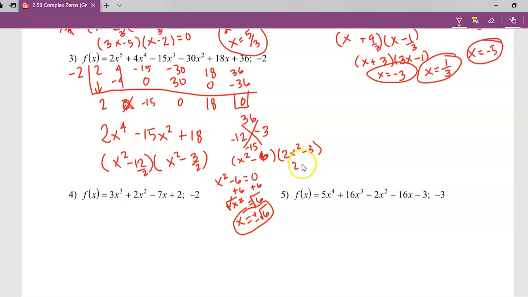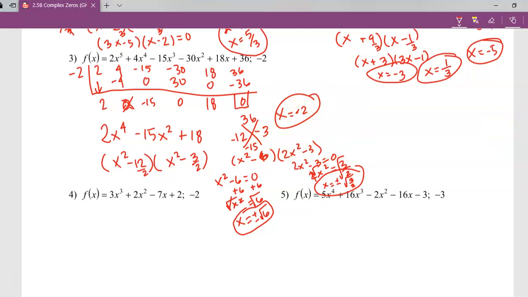For 2x squared minus 3, if I set that equal to 0, I would add 3 to both sides to get 2x squared equals 3. Divide by 2. That would take care of that one. And then if I take the square root of that, I'm going to get x equals plus or minus the square root of 3/2. So there's 2 more of my solutions. And then the 5th one would be that x equals -2 that was given in the beginning. Okay, so there's the 5.